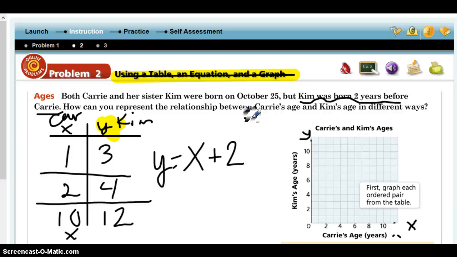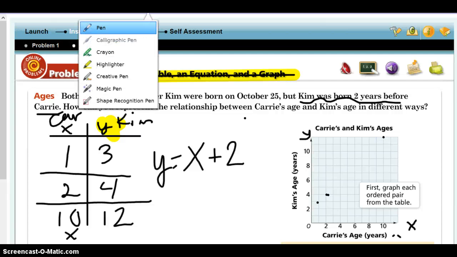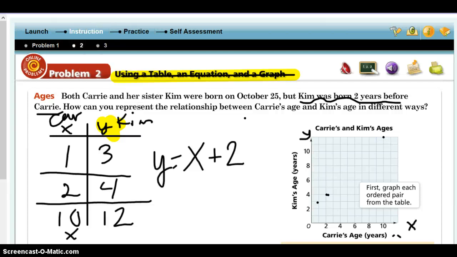So I can just go back to here. When Carrie was 1, Kim was 3. So I go over 1, up 3. When Carrie was 2, Kim was 4. When Carrie was 10, does that fit on there? Yes. And when you do that, you should hopefully get something, hey, right there. I've got a nice little line that fits in there. I didn't draw it exactly perfectly, but there it is.